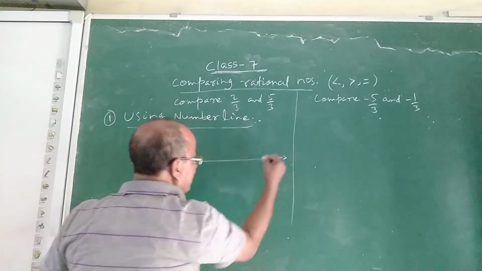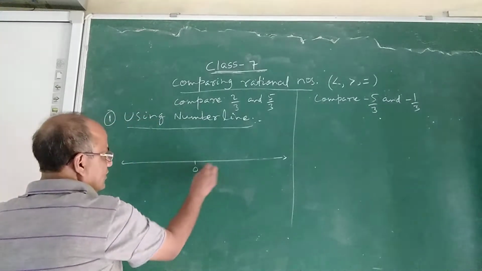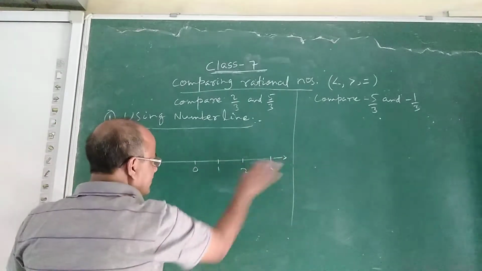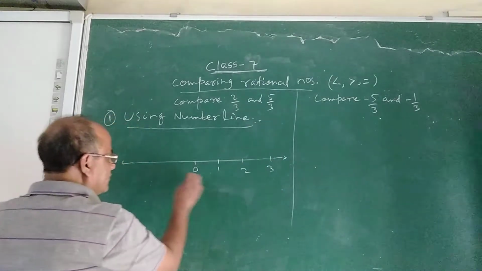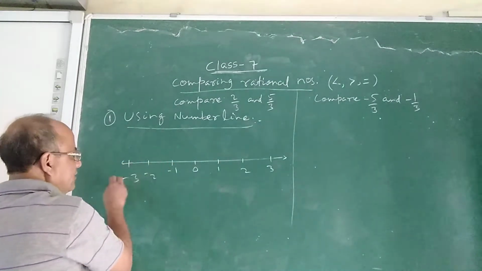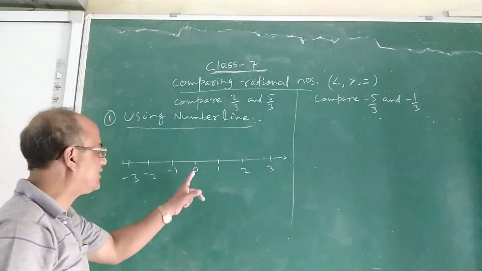Suppose this is my number line. This is your 0. This is 1, 2, 3. Now, this is a number line showing all the integers. This is -1, -2, -3. Now, this is a number line which shows all the positive and negative integers and 0.